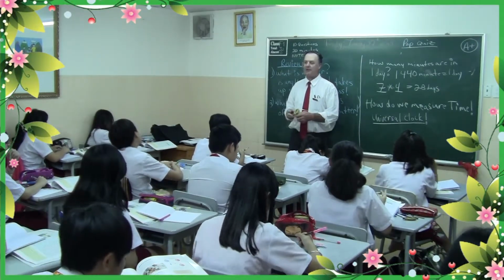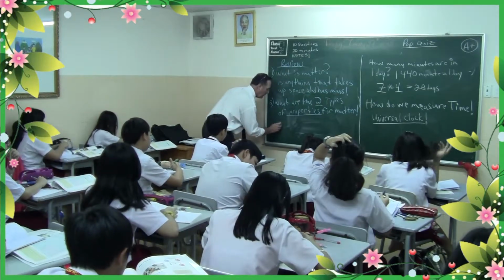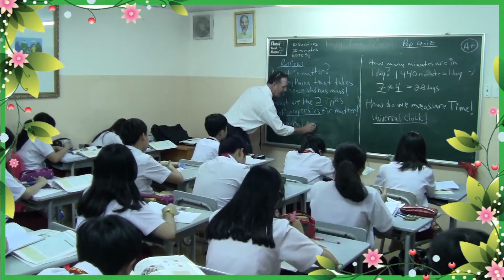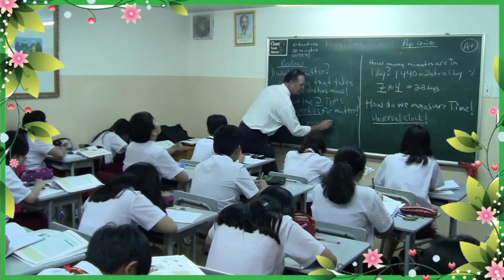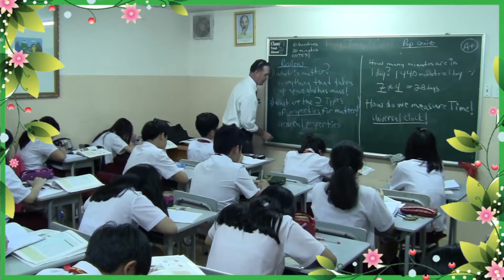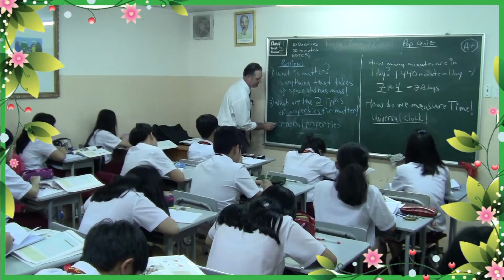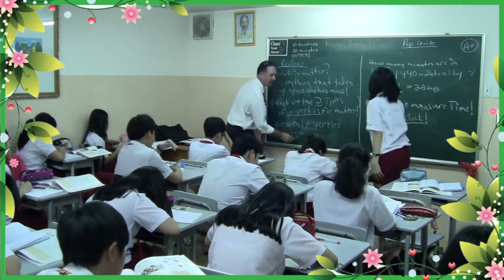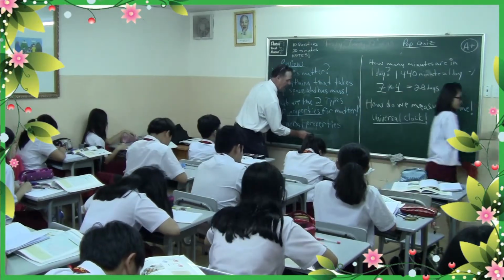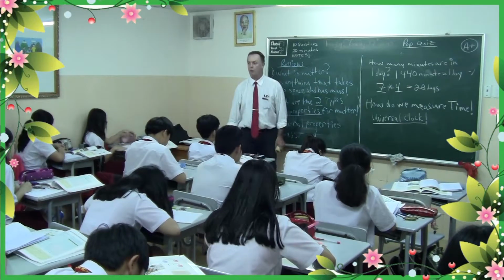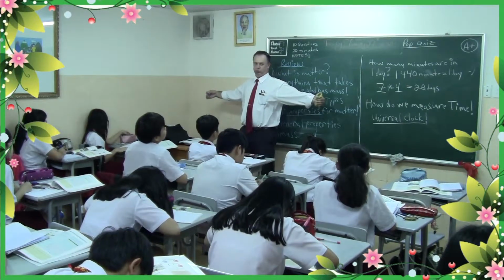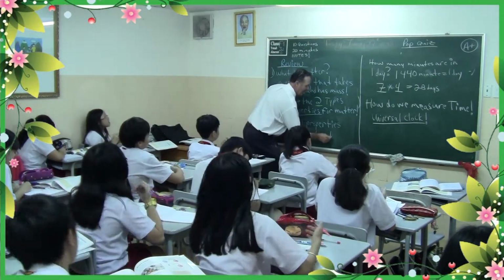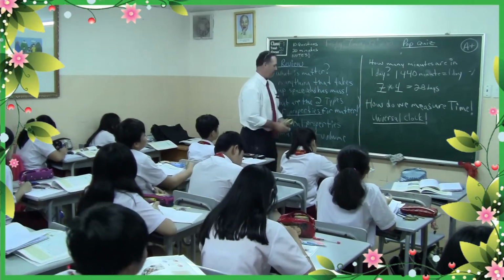What are the 2 criteria we use for general properties? There's only 2. So what are the 2 general properties? One is mass. And what is the other? Volume. Mr. Tim has a lot of volume. Right on. Mass and volume.